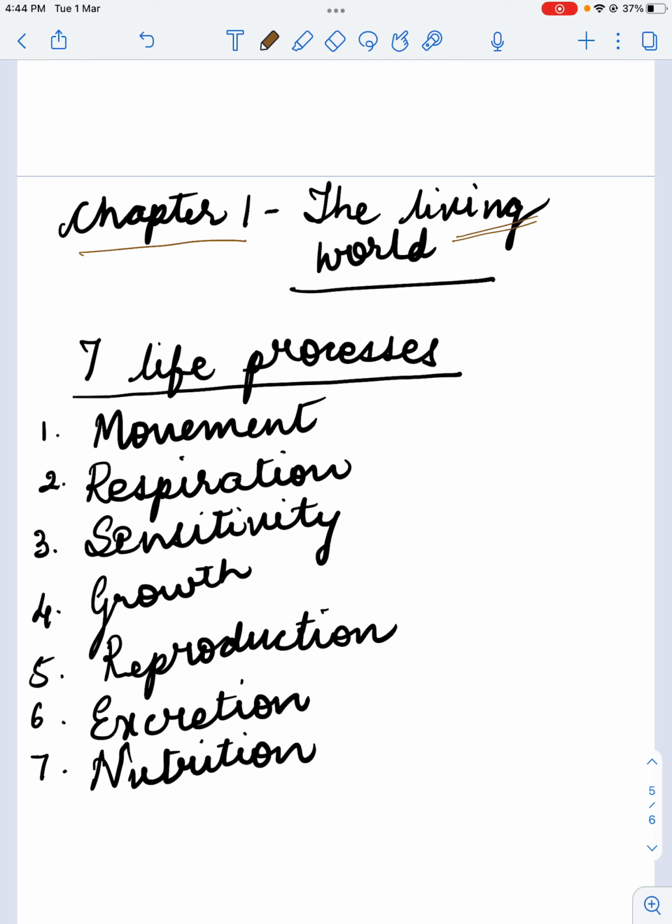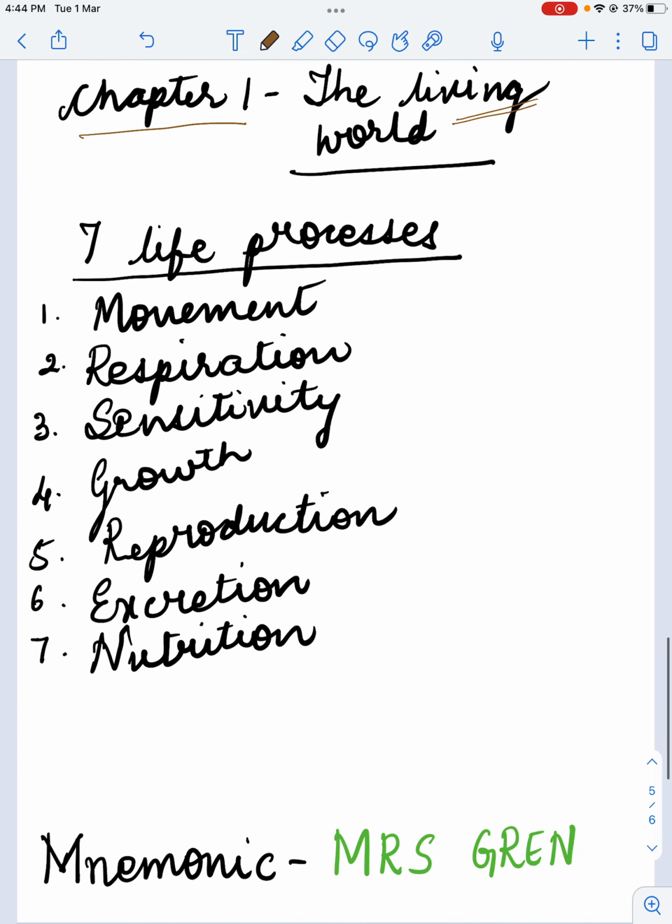Okay, so there is a mnemonic which helps us remember these 7 life processes without much difficulty, which is nothing but Mrs. Gren. M stands for movement, R for respiration, S for sensitivity, G means growth, R again means reproduction, E is excretion, and N is nutrition.